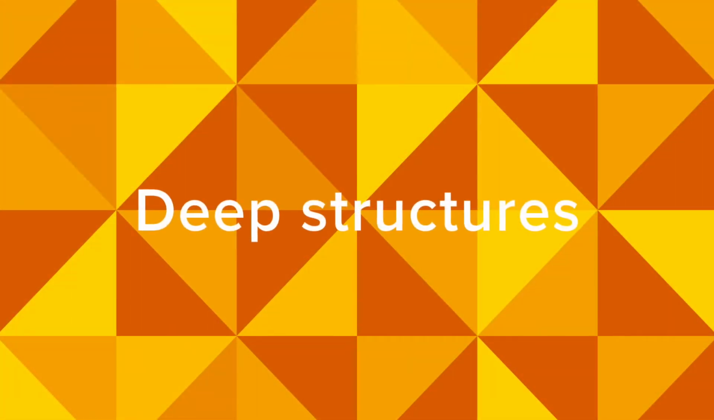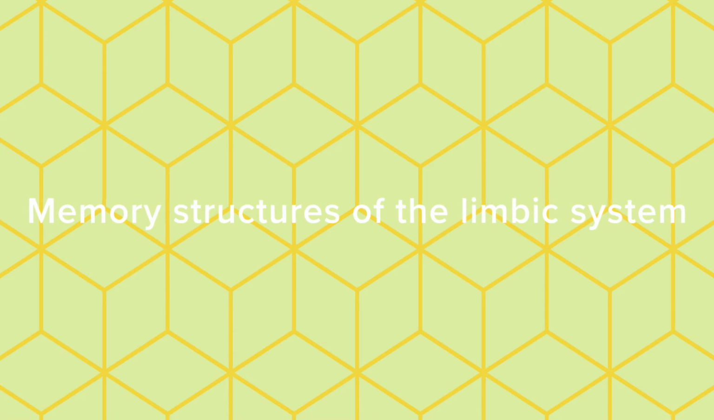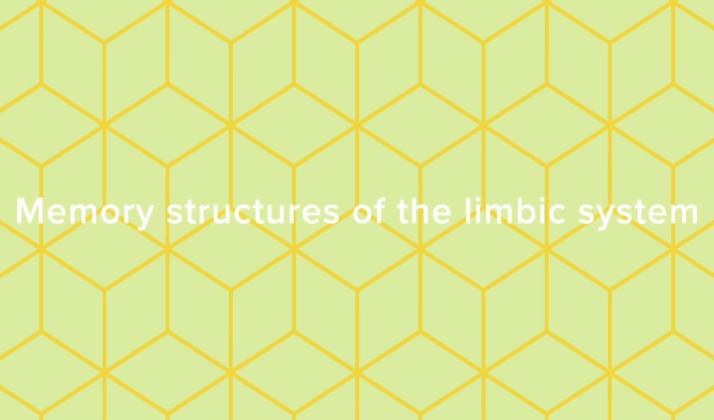In the deep structures, we find the hypothalamus, the pituitary gland, the pineal gland, the thalamus, the basal ganglia, and the limbic system. The structures of the limbic system are involved in memory. It is divided into two: short-term memory and long-term memory. It also has a relation with skill memory in the cerebellum, the gyrus, the cortex, the hypothalamus, and the amygdala.